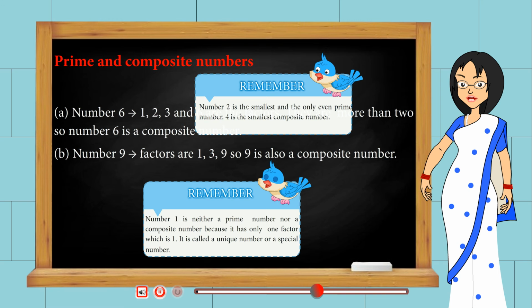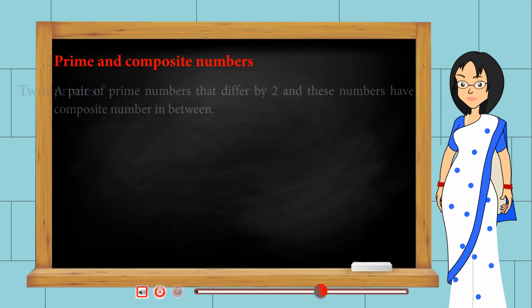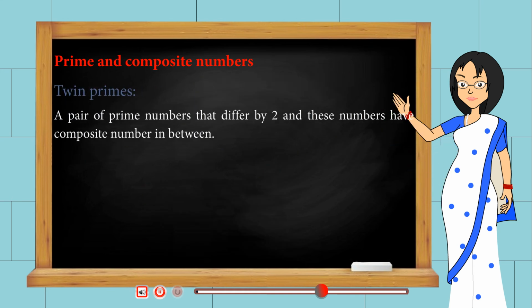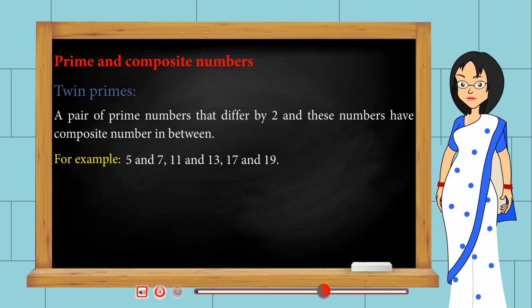Remember, number 1 is neither a prime number nor a composite number because it has only one factor, which is 1. It is called a unique number or a special number. Twin primes. A pair of prime numbers that differ by 2 and these numbers have a composite number in between. For example, 5 and 7, 11 and 13, 17 and 19.